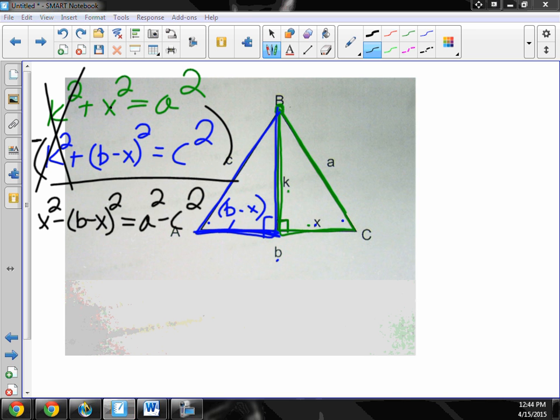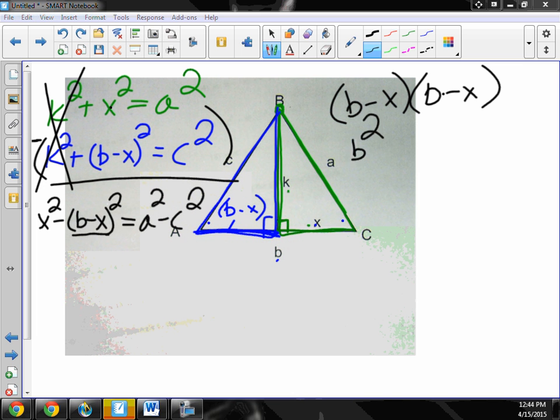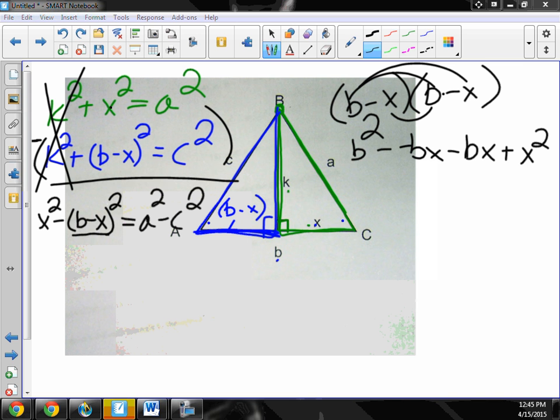Okay. Now I need to try to get the X's alone. In fact, I want to try to eliminate the X's. So right here I have B minus X squared. I'm going to write this off to the side. B minus X times B minus X. What does that give me? B squared minus BX minus XB, but I might as well write it BX again, plus X squared. Can that simplify at all?